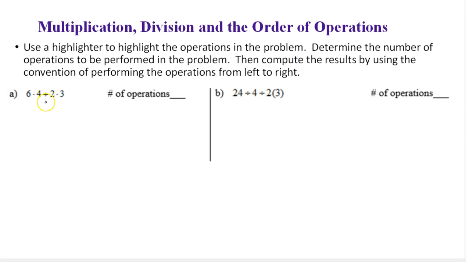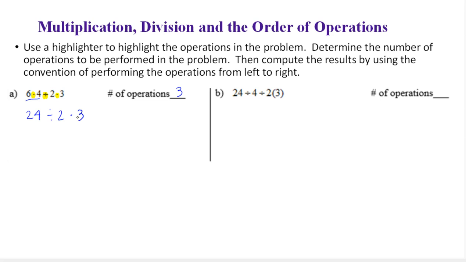Let's identify the operations. So here we have a dot, that means multiplication. This is a division symbol, and we have another dot for multiplication. So here we have 3 operations to perform from left to right. So let's start with 6 times 4, the leftmost operation. So we have 24, and I'm going to copy the rest down, divided by 2 times 3.